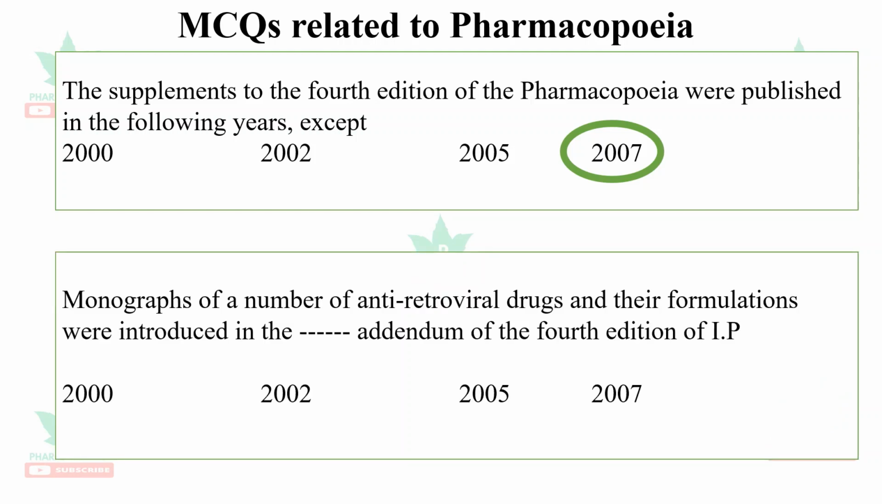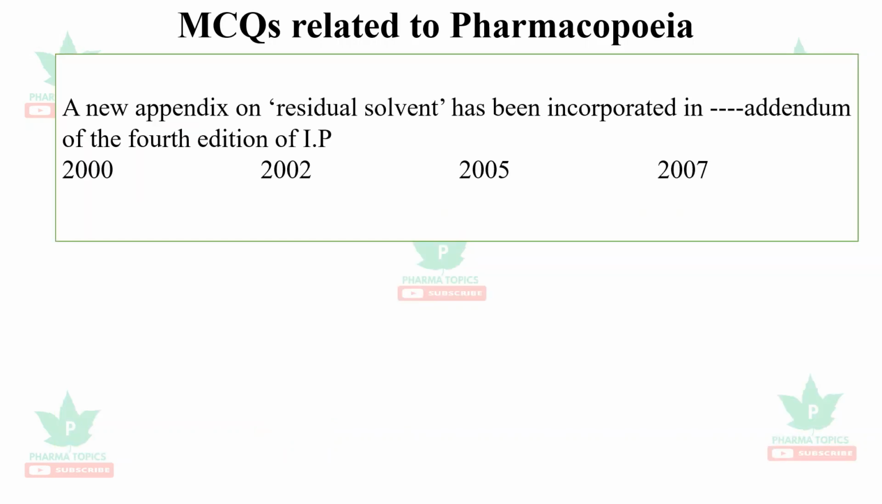Monographs of a number of antiretroviral drugs and their formulations were introduced in the dash addendum of the 4th edition of IP. It is the 2002 addendum of the 4th edition of IP. A new appendix on residual solvent has been incorporated in the dash addendum of the 4th edition of IP. It is 2002 IP. Residual solvent has been incorporated in the addendum.